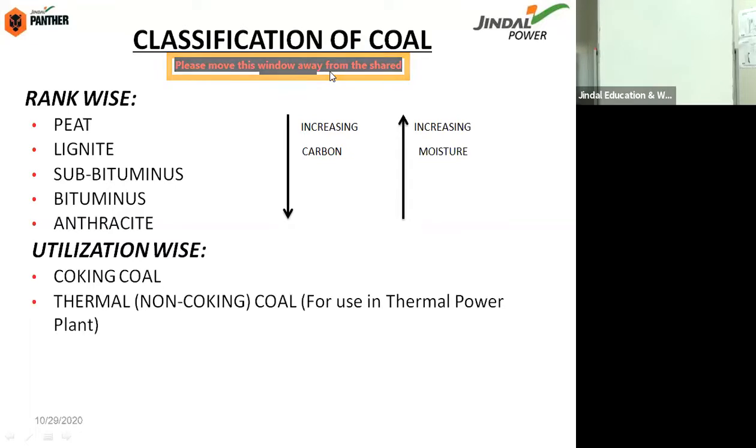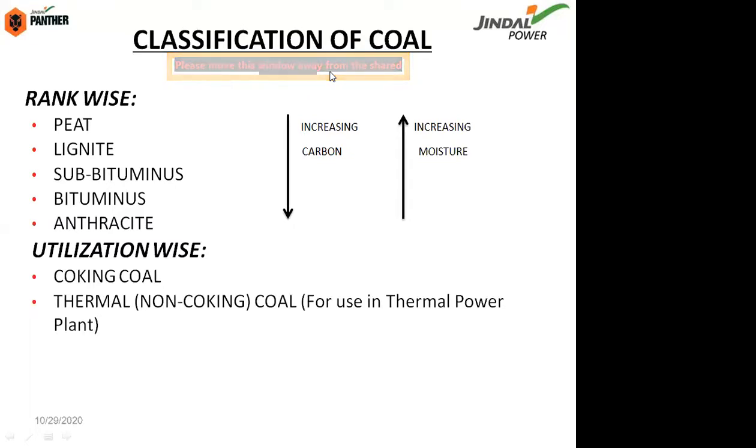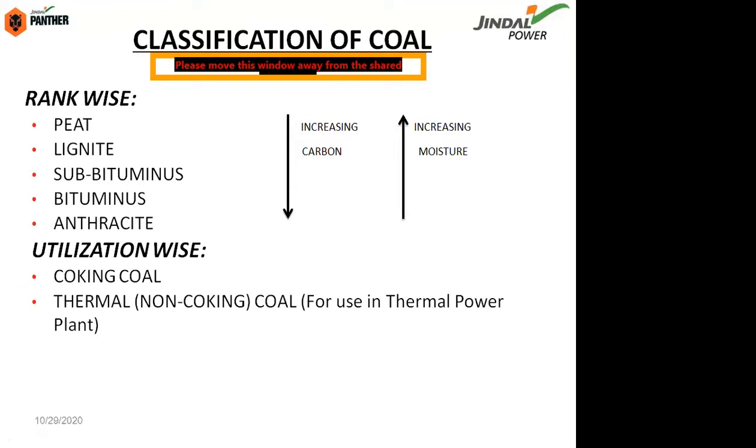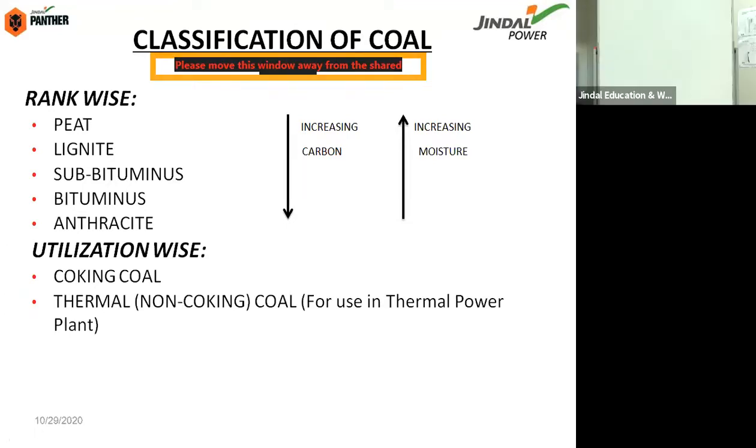Utilization-wise, there are two classifications of coal. What is coking coal? Coal is burned in the absence of oxygen, and we use the complete carbon content of the coal. This type of coal is used mainly in steel plants for the carbon pickup process in steel melting. And for electricity generation, we use thermal coal, basically termed non-coking coal.